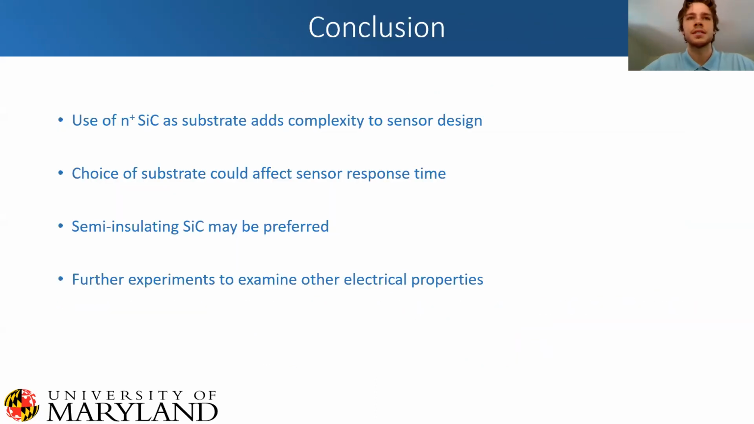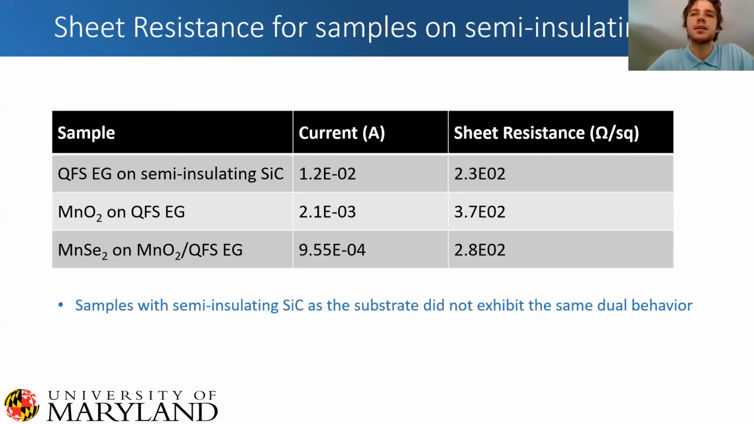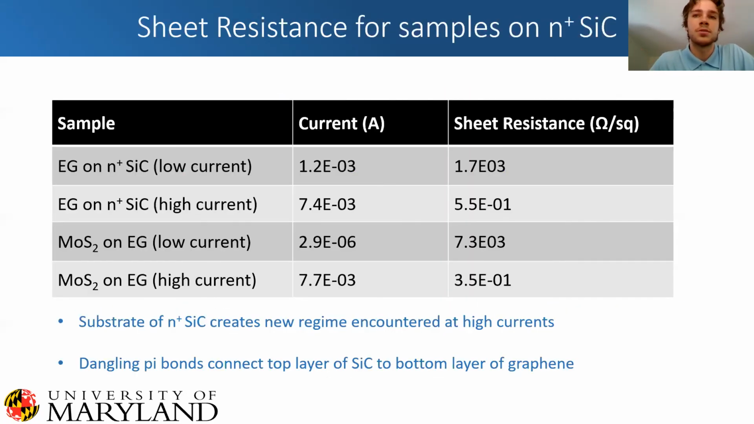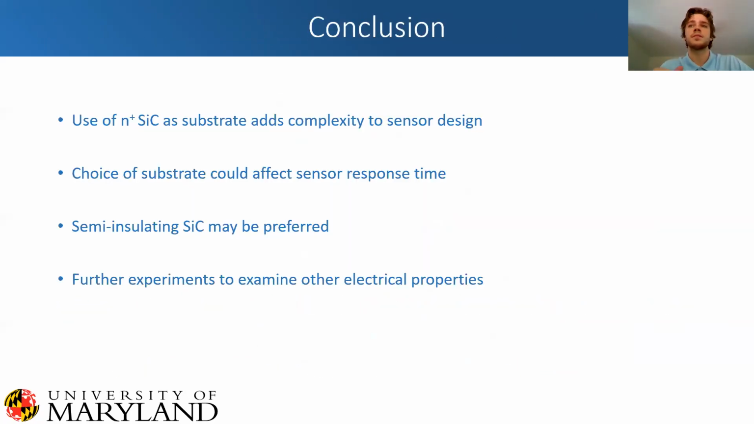So the use of M plus SiC as the substrate will add complexity to the sensor design because you have two different regimes that you kind of have to account for, which makes it more complex than with the semi-insulating SiC, where you only really have one that you have to worry about. And the choice of substrate could affect sensor response time. So when you have the lower resistance values from the M plus SiC in that high current regime, where it's orders of magnitude lower than you would typically see for a graphene heterostructure, that could make your sensor response faster just because the electrical current can move quicker through the medium.